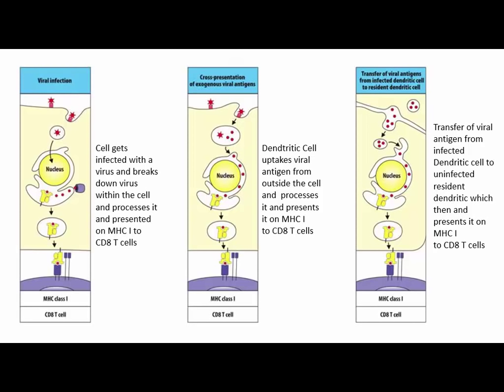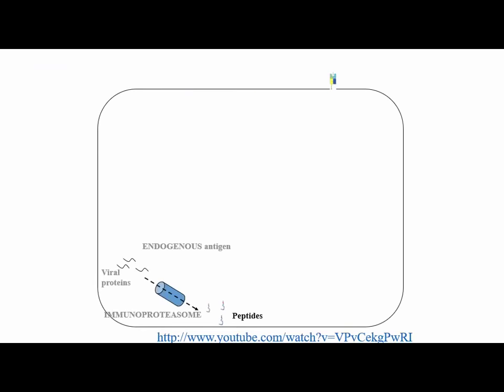The second is where you get exchange of viral antigen between two dendritic cells, an infected dendritic cell and an antigen-presenting dendritic cell. Now, this is the process for antigen presentation for a virus. I'm not going to go through it now, we'll go through it in the next presentation.